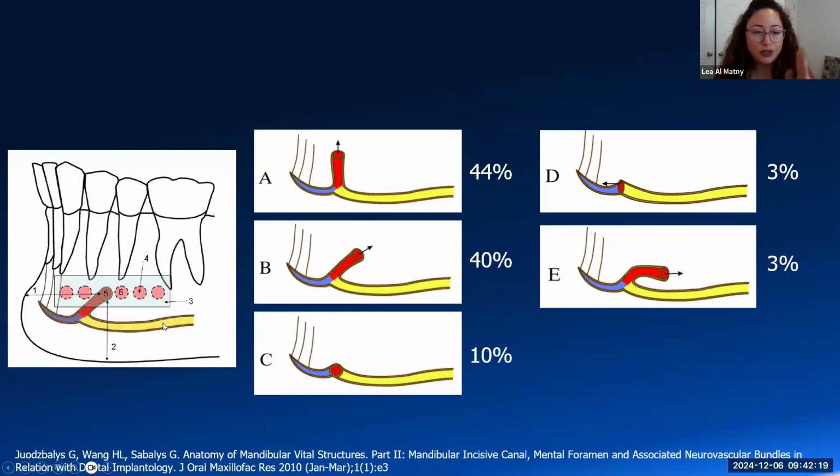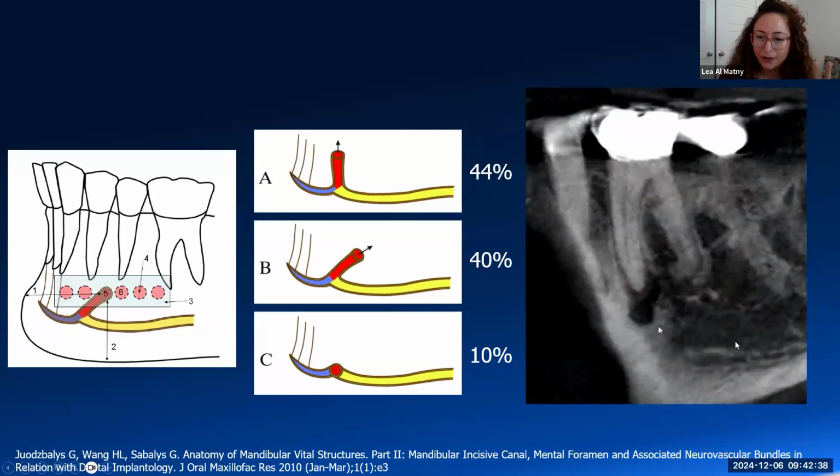So we had a variation of location where the mental foramen exited apical to the mesial root of 19, and it had a vertical direction, which made it much easier to communicate with the periapical lesion. So that's our second variation of normal.